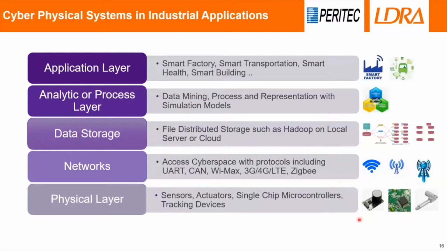So the application layer is nothing but the solution which is identified will be passed back to the physical layer, so the physical layer can improve its performance and it can work smarter. So this kind of a layered approach is being followed in smart factories, smart transportation, smart health, or even in smart buildings. So everywhere we can see there are endpoint devices and microcontrollers are used.